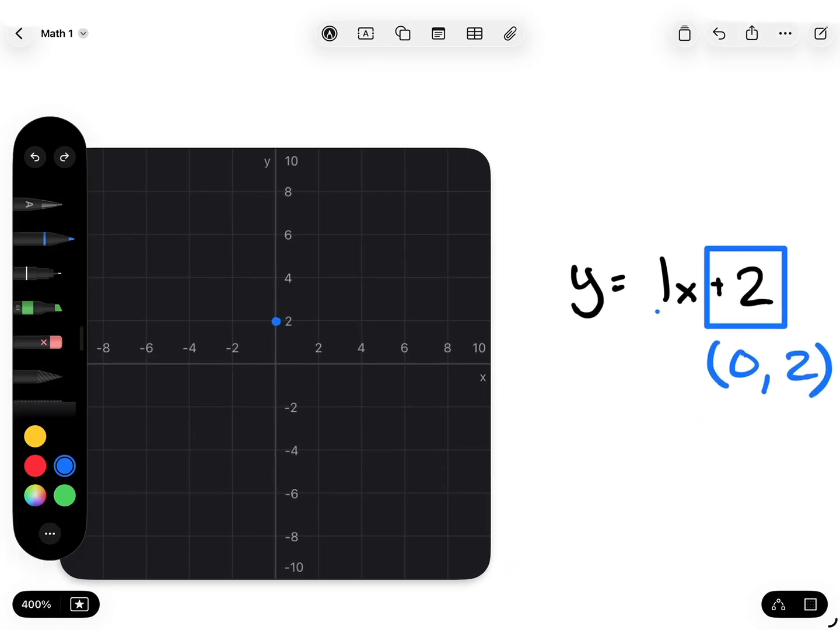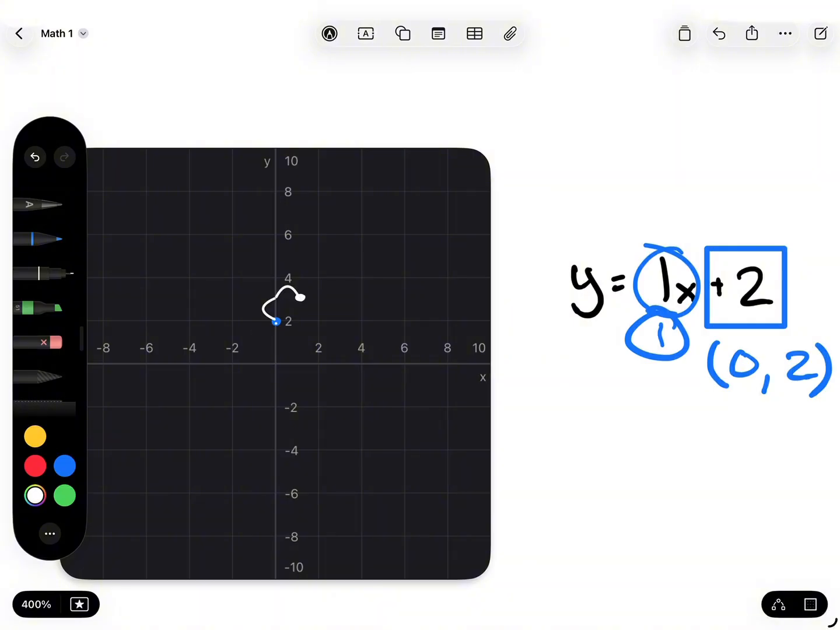Now we have our rise over run, which happens to be 1 over 1. So that means that we go up by 1, and then we go to the right by 1, leaving us at this point.